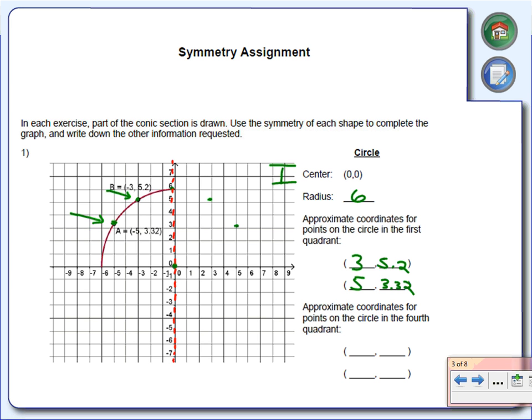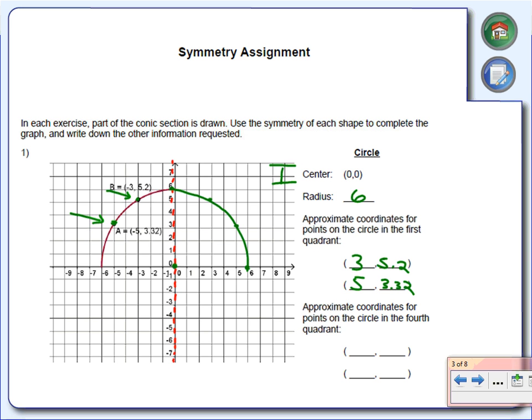Now notice that we could also put a dot on the x-axis. Where exactly would it fall on the x-axis? At 6. Remember, we said the radius was 6 units. So we could also put one there. So I'm going to go ahead and connect these dots and make the other part of my graph.